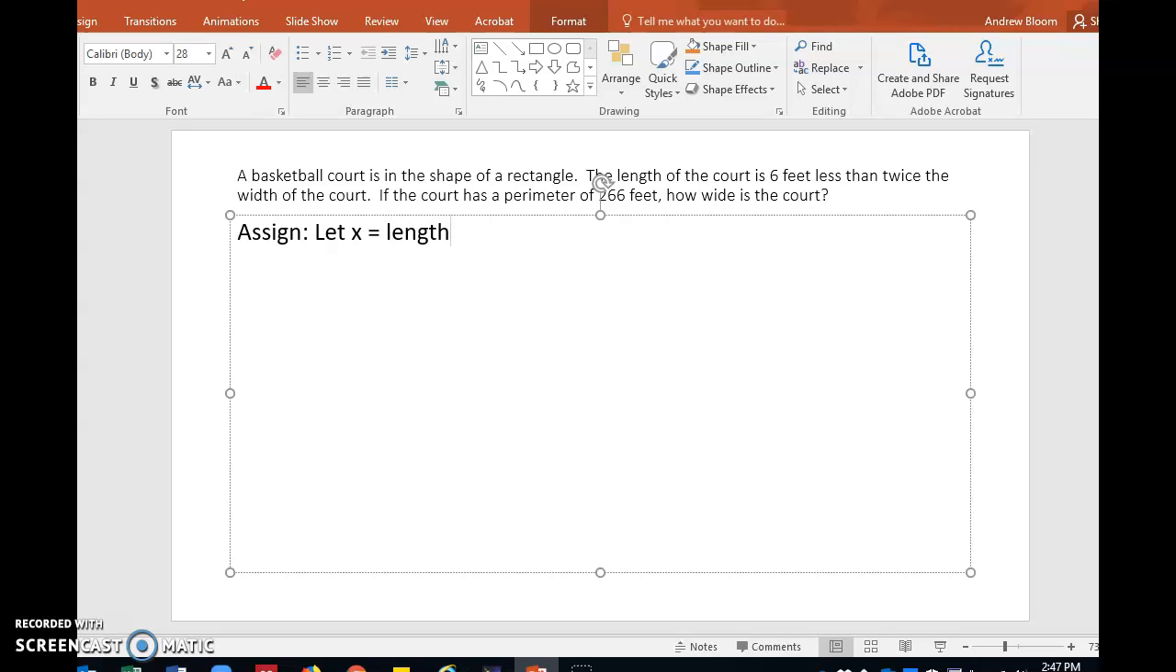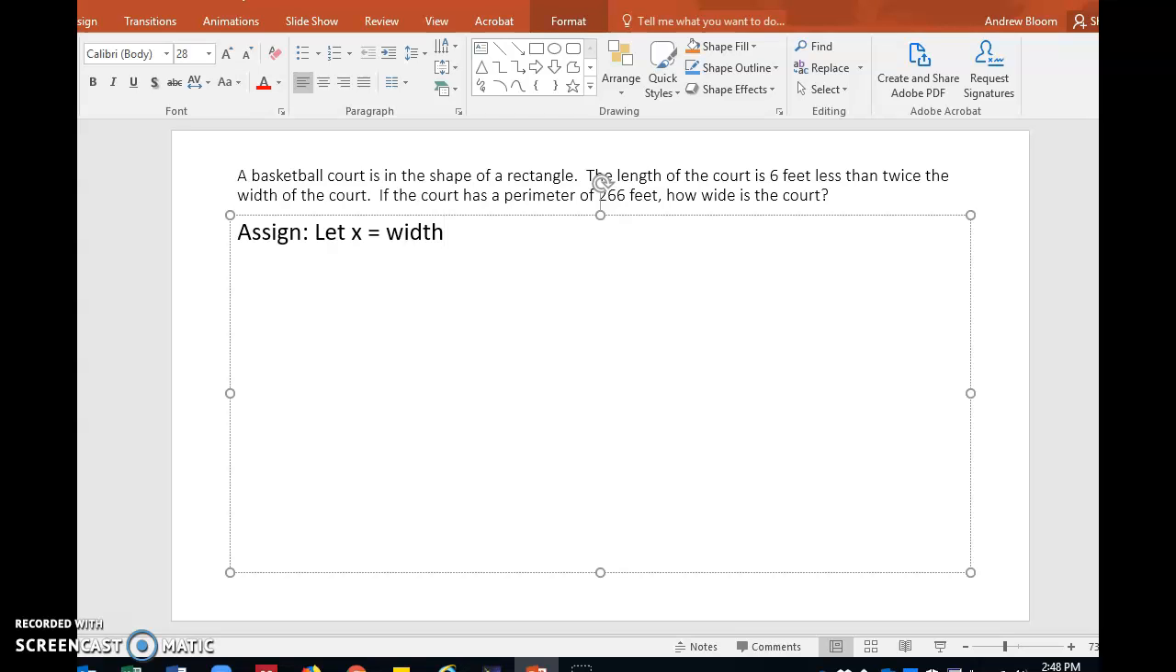Let's let x equal the length. Don't allow the complexity to paralyze you, right? If x is the length, then we need to look at how we define the width. So the length of the court is 6 feet less than twice the width. That means that the width of the court, and this is where things start to get complicated, the width of the court in terms of the length, we're going to have to add and divide. I don't like the way this is starting, so let me start over again.